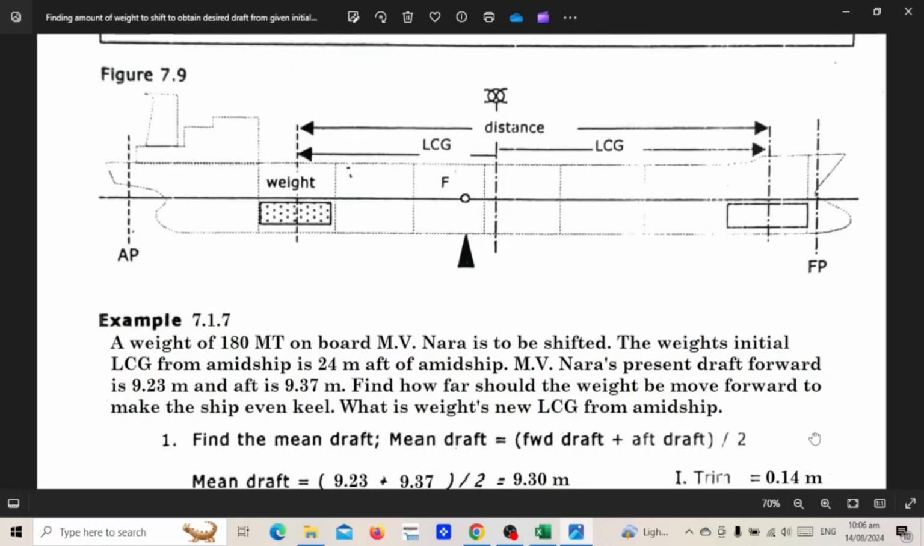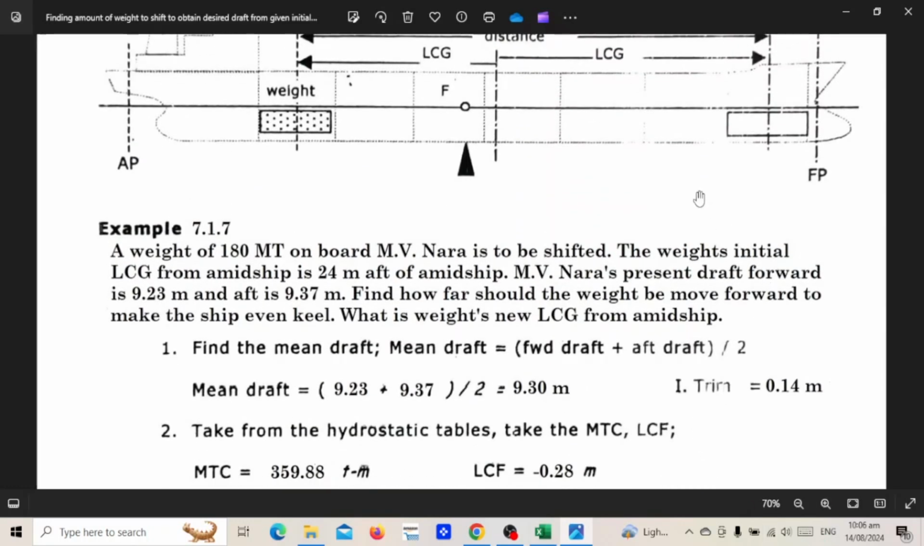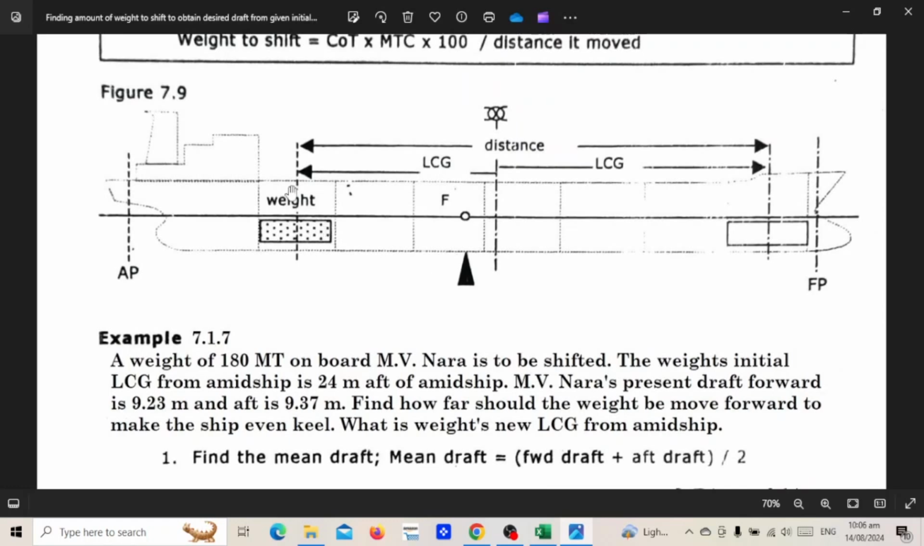But according to our computation, the distance should be 28 meters, meaning from this initial weight, which we are going to shift forward, it should be 28 meters. If this is 24, from this weight going to amidship is 24, then we will add another 4 meters here to make it 28.